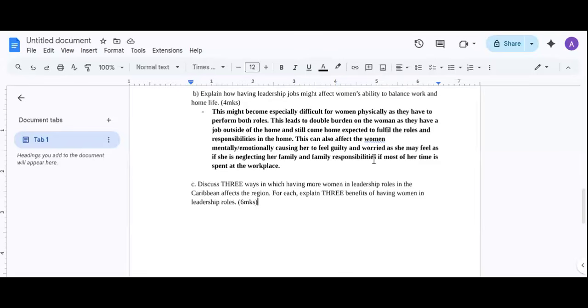No problem. Next one: discuss 3 ways in which having more women in leadership roles in the Caribbean affects the region. So this now is looking outside of the home. The command word there is discuss. We're looking at 3 ways, and we're not looking at leadership roles in the home or in the workplace, but at how it affects the Caribbean region. For each, explain 3 benefits of having women in leadership roles.